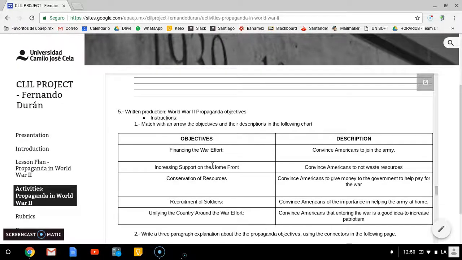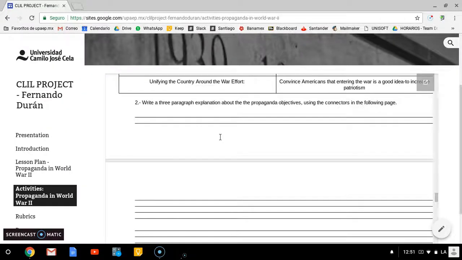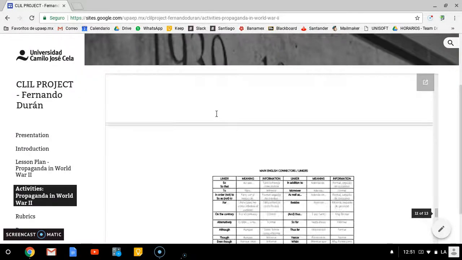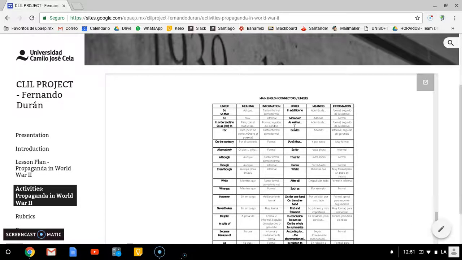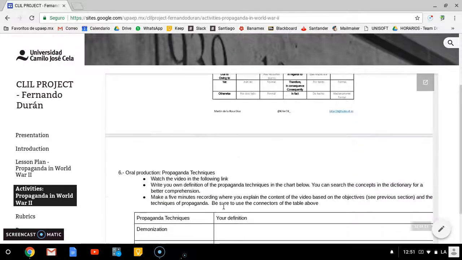Then we go on to the productive activities. Number five is a written production about World War II propaganda objectives. They have to match with an arrow the objectives and the descriptions. Again, they are getting more vocabulary, and they have to write. They have to write 3 paragraphs explaining the objectives right here. But we are supporting this activity with more connectors, for example, such as, despite, in spite of, because of. That way they can connect their ideas.